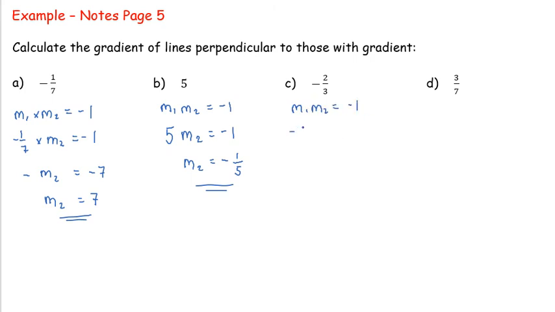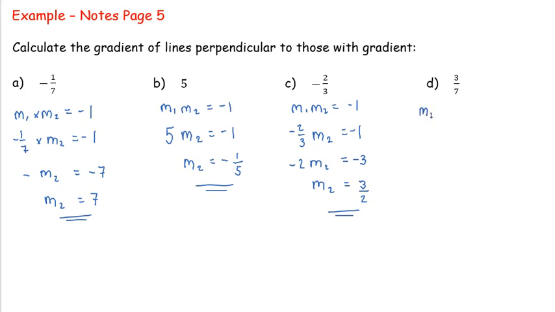If one of our gradients is negative 2 over 3, then negative 2 over 3 times the second gradient would give me negative 1, because they're perpendicular. So rearranging for m2, if I multiply both sides by 3 first, I get negative 2 m2, the 3 disappears to give me negative 3, and then divide by negative 2, so m2 is equal to negative 3 over negative 2, and the negatives will cancel, so just 3 over 2. So negative divided by a negative just gives you a positive. Awesome, so again, comparing negative 2 over 3 to 3 over 2, maybe see what's happening here in each case.